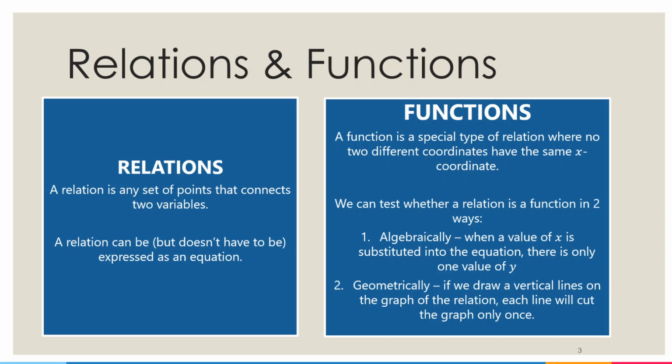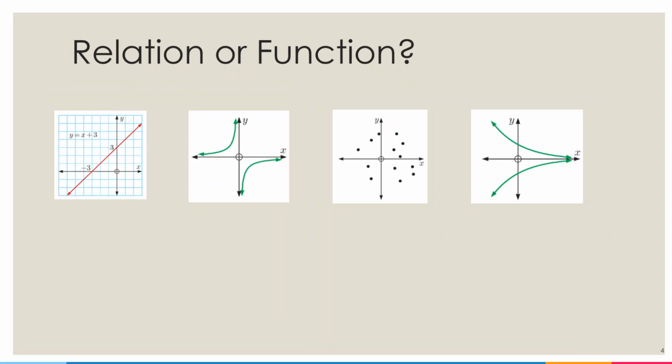And we can test whether a relation is a function in a couple different ways. One being algebraically, so when a value of x is substituted into the equation, you should only have one value of y. Or you could look at things geometrically or graphically, where if you draw a vertical line on the graph of the relation, each line will cut the graph only once. So let's have a look at some examples.